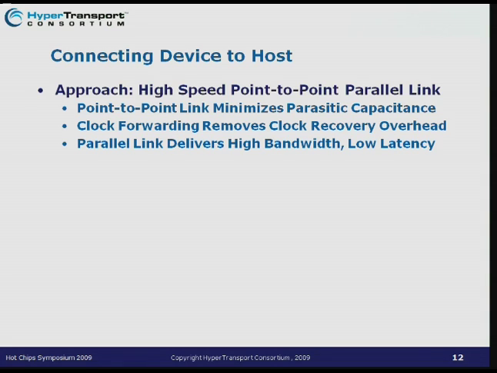The other reason is that we can implement a separate wire for clock, and therefore we can forward the clock, and this way we don't need to incur the overhead of recovering the clock. So that simplifies things a bit and allows for higher clock frequencies. So parallel links deliver high bandwidth and low latency. And why point-to-point links? Well, that has been mentioned before. We no longer have that high parasitic capacitance, and therefore we are able to reach much higher clock frequencies, reaching the goal of very high speed.